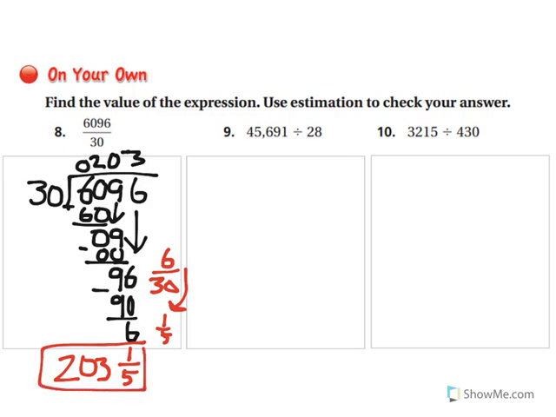Now on a test, I would probably take 6 over 30 and be fine with it, because at least you show me what you meant. However, if you're doing this on Big Ideas and they have an online problem, it may not take 6/30. You may have to write it as 1/5. So understand you have to simplify it, okay? So I'm going to have you guys try 9, 10, and then 11, and we'll check in with you in just a moment, okay?